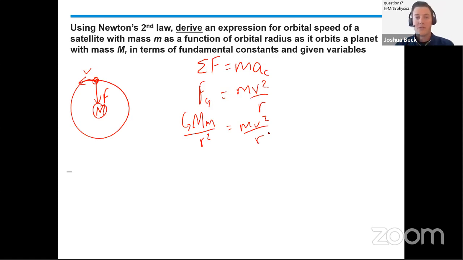Now, I'm still just deriving. I don't need the numbers. I'm not plugging in the numbers. But I can look at this and I can cancel some things out. I see an r over here and an r squared, so I can cancel one of those.